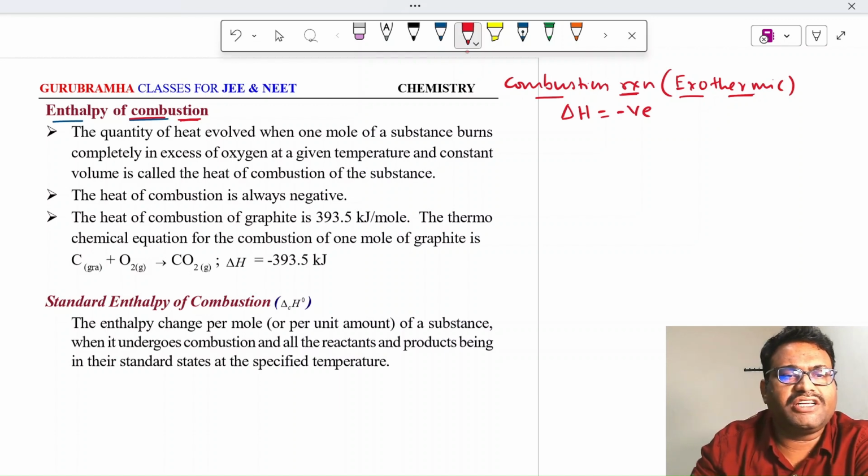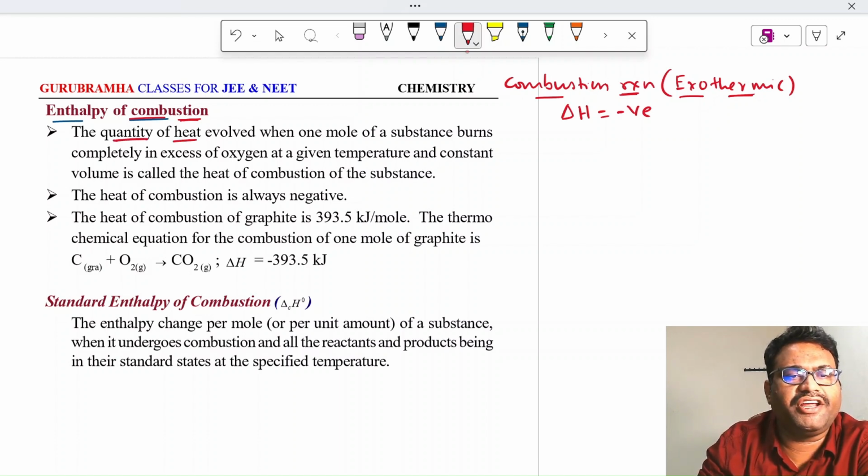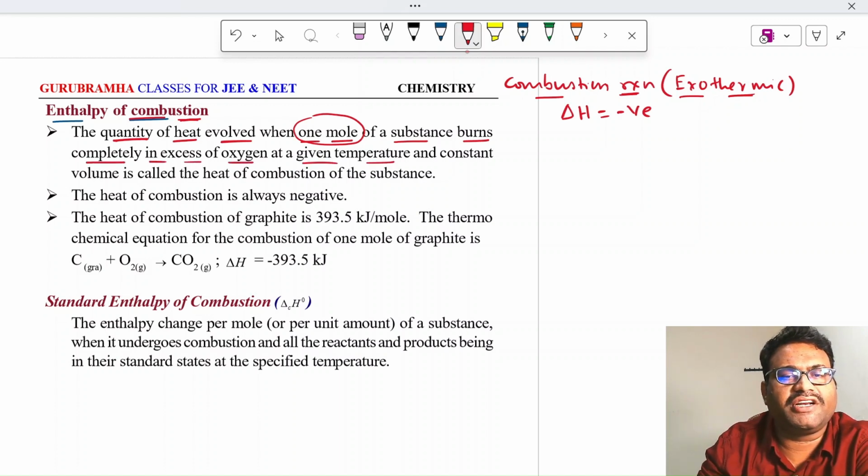So let us see what is enthalpy of combustion. It is the quantity of heat evolved. So heat is released when 1 mole, always this is important, when 1 mole of substance burns or is combusted completely in excess of oxygen at a given temperature and at constant volume.